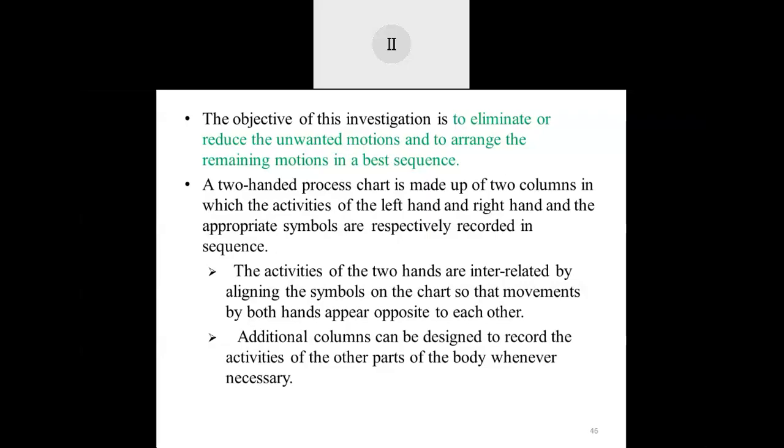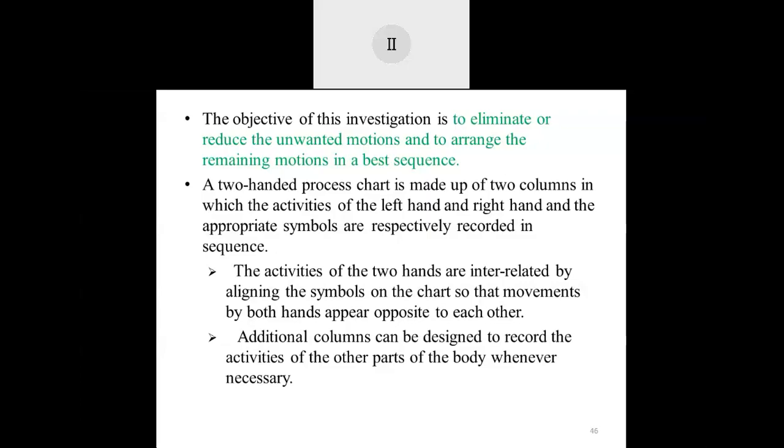At the same time, after recording the two-hand process chart, if you see that some movement we can change. Suppose one movement we are doing now, we can do at the beginning, so that the process will be in a sequence and the time taken for that process will be reduced. So for those cases we can rectify that and we can reschedule the movement.